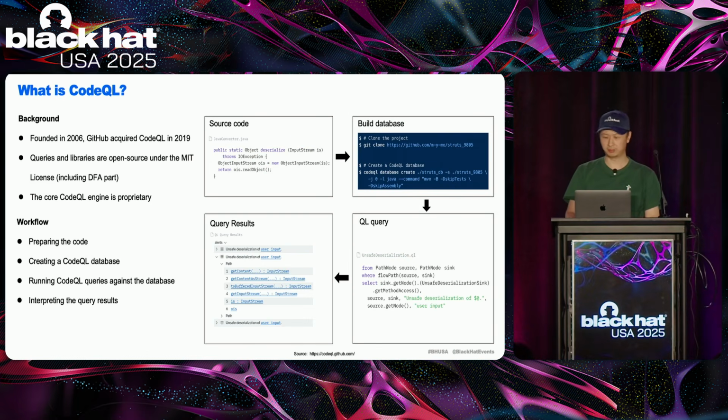What is CodeQL? It's now a product under GitHub. Queries and libraries are open source under the MIT license, including the DFA part. But the core engine is proprietary. The workflow of CodeQL has 4 steps. First, download the source code of the project. Then, create a database using the CodeQL command. And then, write a QL query and run it against the database. And finally, the query results show whether there are any bugs.